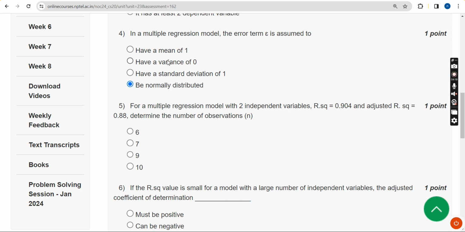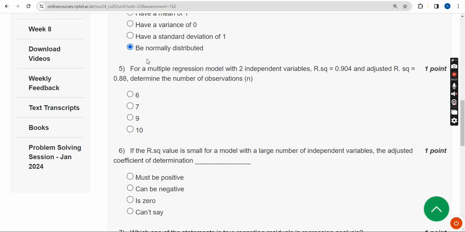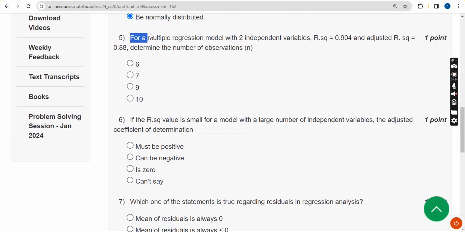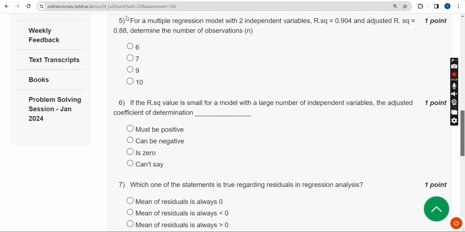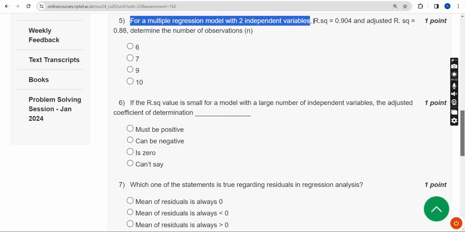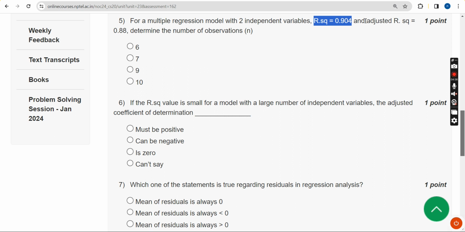Now moving on to the fifth question. For a multiple regression model with two independent variables, R square is 0.904 and adjusted R square is 0.88. Determine the number of observations n. For the fifth question, the probable answer is the fourth option, guys, that is 10.